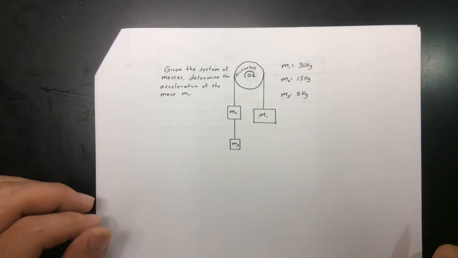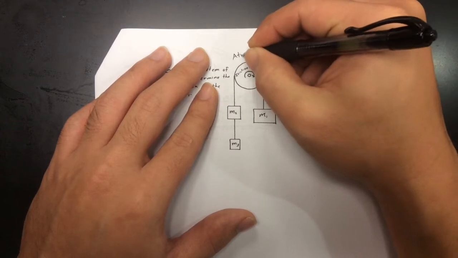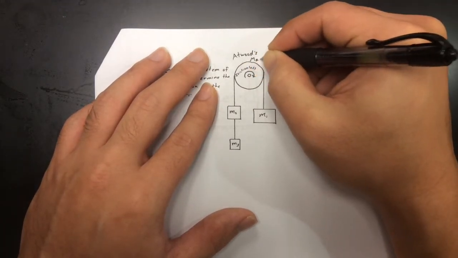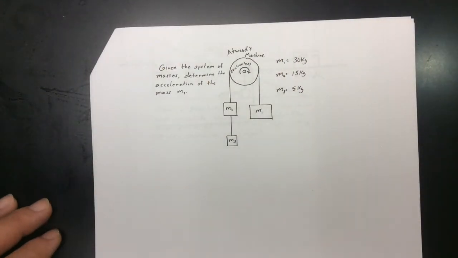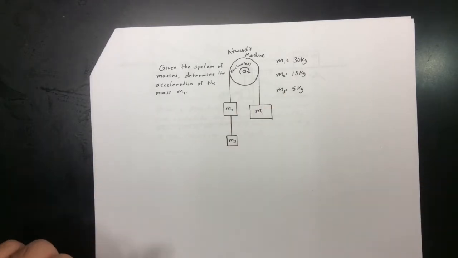Okay, another problem going in. This is the Atwood's machine problem, so go ahead and properly name it Atwood machine. Okay, so check this out. It says, given the system of masses, three masses, determine the acceleration of the mass m1.